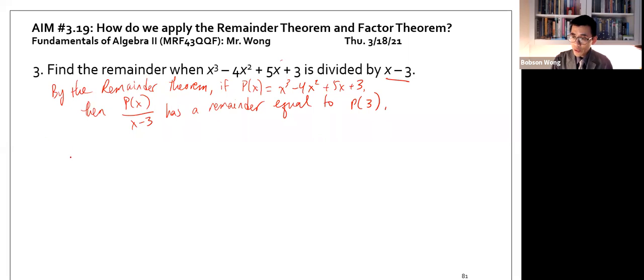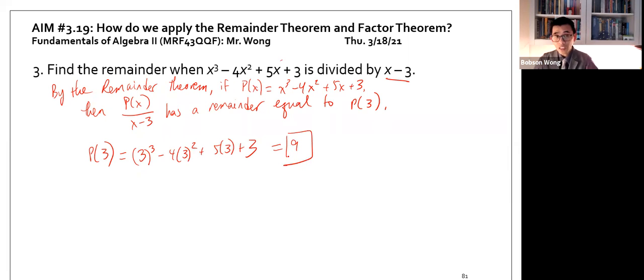And so what we do here is that we can then calculate p of 3 by substituting into the expression. So instead of x, we put 3, and we put that in parentheses to clearly indicate that we're substituting that. And when we do this, we can do this by hand or in a calculator, we'll get that p of 3 is 9. And so that's our answer. That's the remainder when we divide x to the third minus 4x squared plus 5x plus 3 by x minus 3.